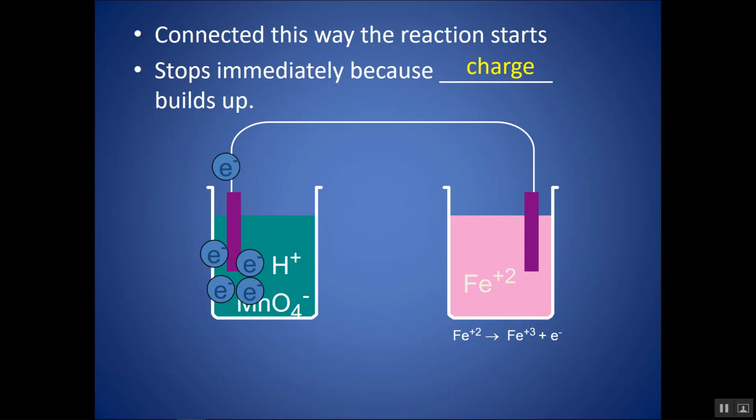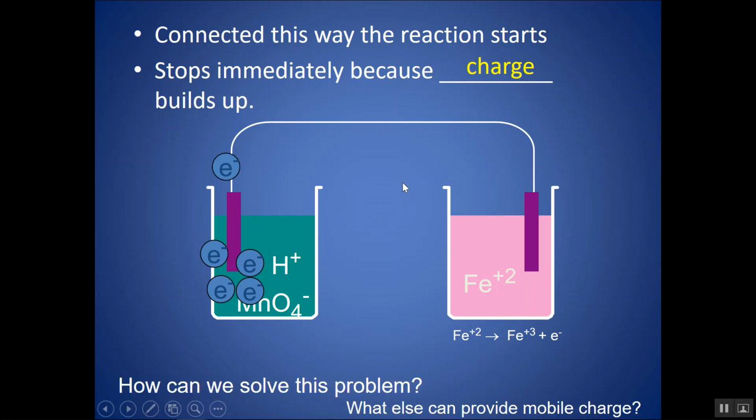Okay, well, how can we do that? What are some other things that have charge? Not just electrons. What are some other things that have charges that can move? Mobile charges. Oh, wait a minute, ions. We can use ions or salt. Salt is another name for an ionic compound, to help equalize the charge so that this reaction can keep happening. So what else can provide mobile charge?